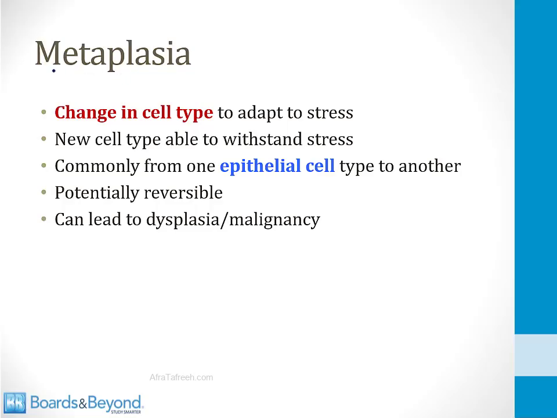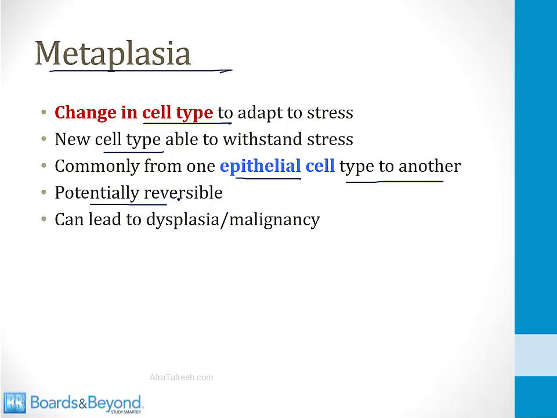Our next adaptation is metaplasia. This is a change in cell type to adapt to stress. If cells are exposed to stress, in some situations they will change their shape, they will change what they look like, and the new cell type is better able to withstand the stress. This is very common among epithelial cells where they change from one type to another. For example, a squamous epithelial cell becomes a columnar or vice versa. It's potentially reversible. If the stressor is removed, the cell can go back to its original form.